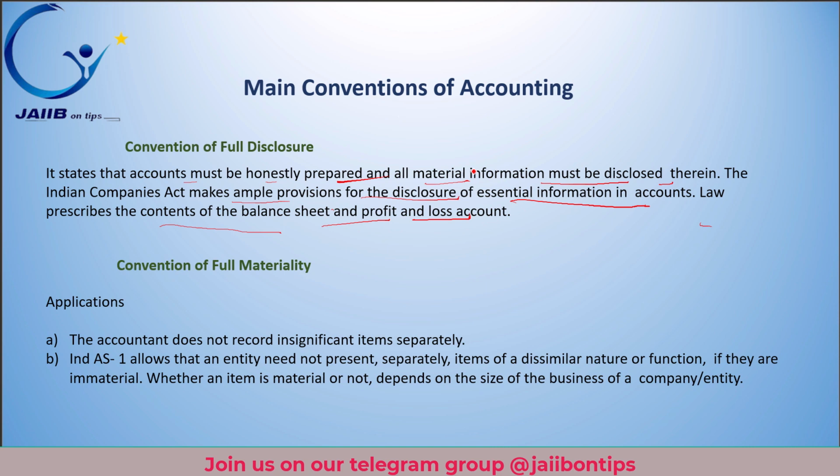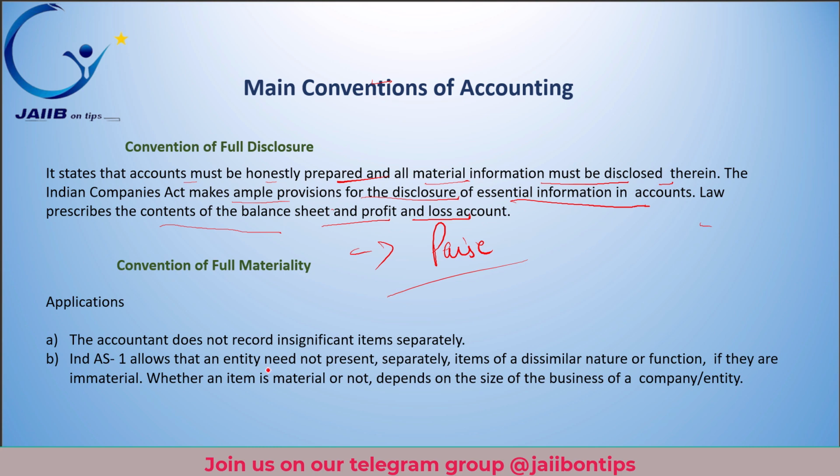Next one is convention of full materiality. Convention of full materiality allows users to ignore or not focus on small or unimportant details in financial information. For example, some companies round off their financial numbers and leave out paise; we don't count paise in our financial statements generally. This is considered acceptable when dealing with larger figures like crores or lakhs, as these tiny amounts don't significantly affect the overall picture. So this is the convention of full materiality.